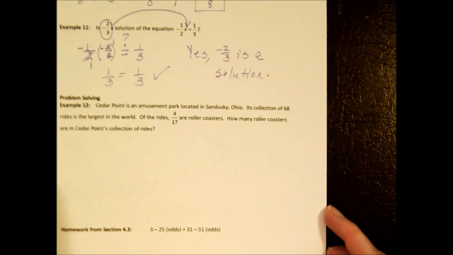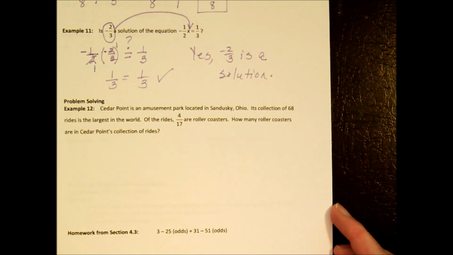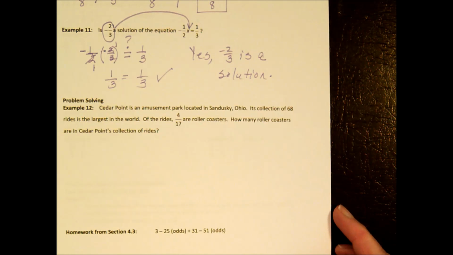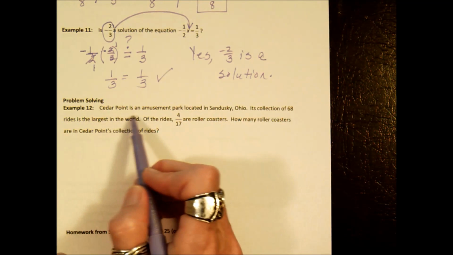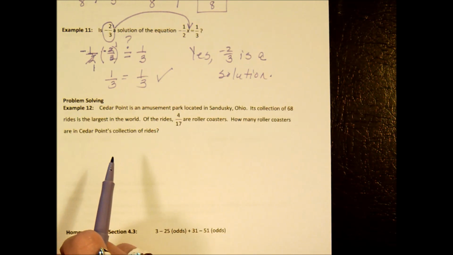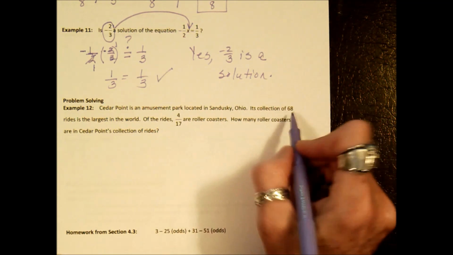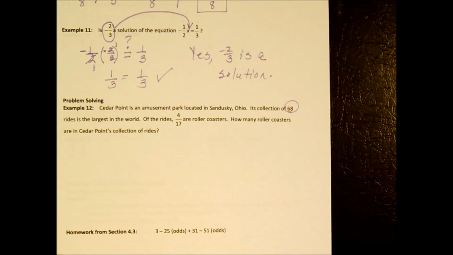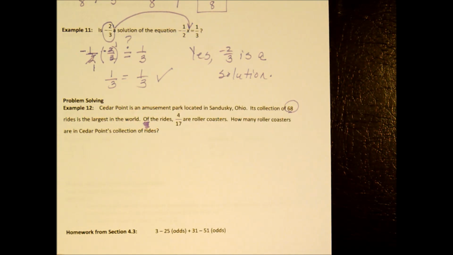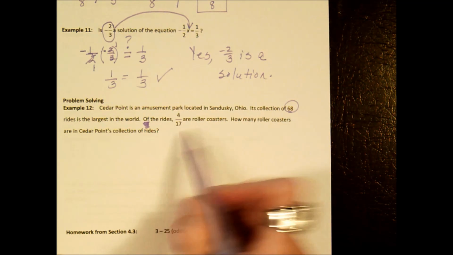Last problem I put on so you would be able to determine if you needed to multiply or divide. It says Cedar Point is an amusement park located in Sandusky, Ohio. Its collection of 68 rides is the largest in the world. Of the rides, this is a very important word here. We talked about it at the beginning of this lesson. Of the rides, 4/17 are roller coasters. How many roller coasters are in Cedar Point's collection of rides? Well, we know it's going to be a whole number, and it's got to be less than 68.